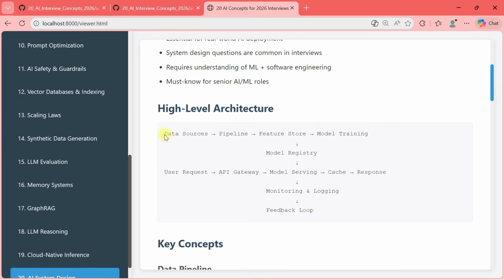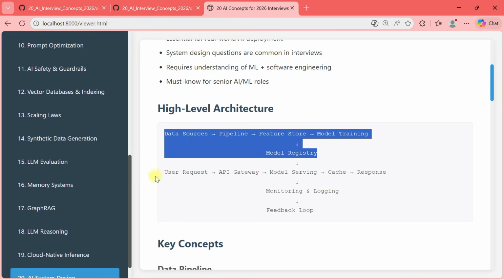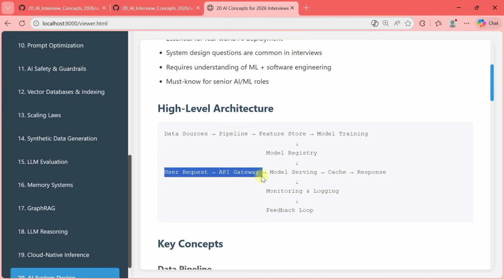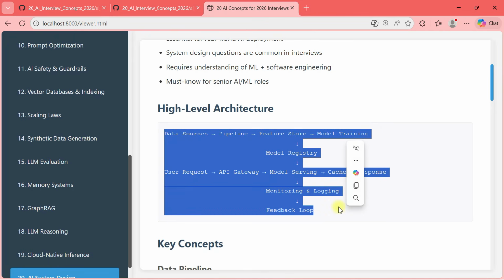So basically there will be data source, there will be pipeline, feature store, model training, model registry. Then the user request will come, you will receive that through API gateway, you will serve the model, you will maybe hit the cache and get the response, and then monitoring and logging and feedback loop. So these are the things you will do when you are building an end-to-end machine learning or AI system in today's world.